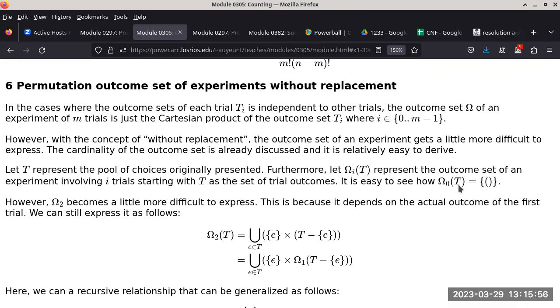Are we doing okay so far? Yes. So how you would say that, omega zero of t is equal to a set with one element, and that element is an empty tuple. It is a tuple, it's just empty. You can consider the empty tuple the same thing as a null string, which means it is a string, except the only thing in the string is the null terminator itself, so it has actually no content.